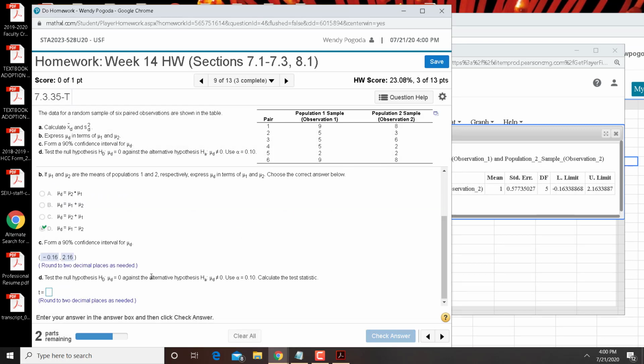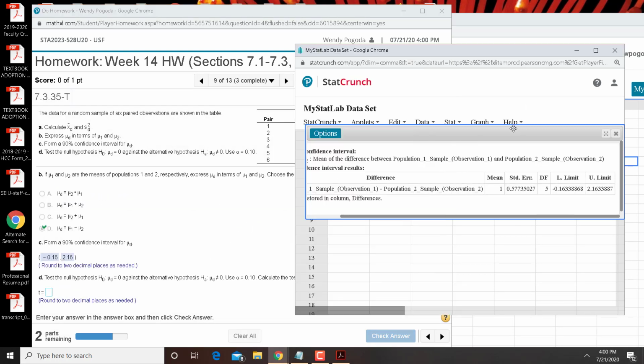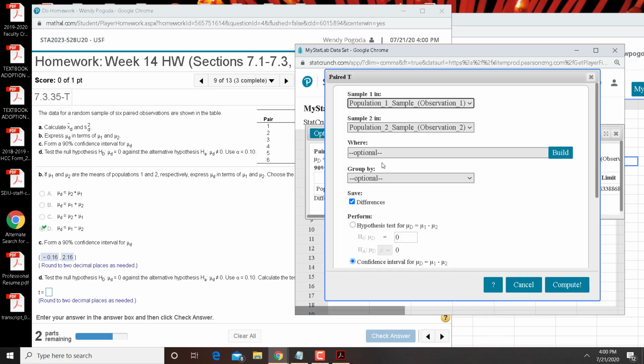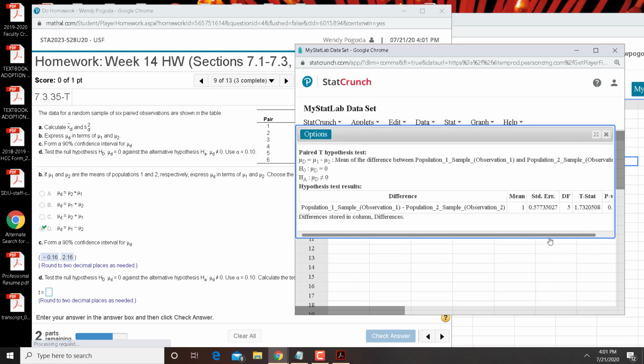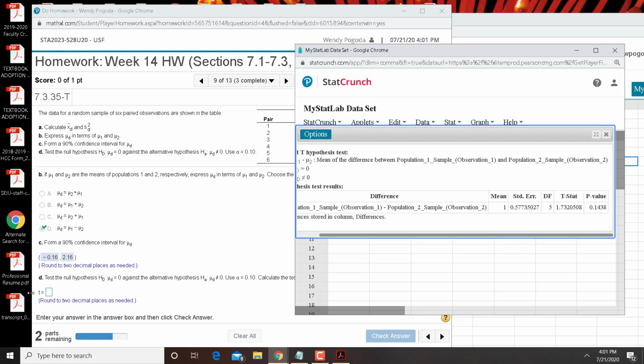Next, we want to find the t-stat, so we need to do hypothesis testing. So again, we can just go to options and edit, and instead of doing confidence interval, I'll select hypothesis test. And I want to test to see if the mu difference is equal to 0 or not equal to 0. That's what the directions tell us to test, to see if the difference is not equal to 0. Okay, so the default's fine there. And our test statistic is 1.73.